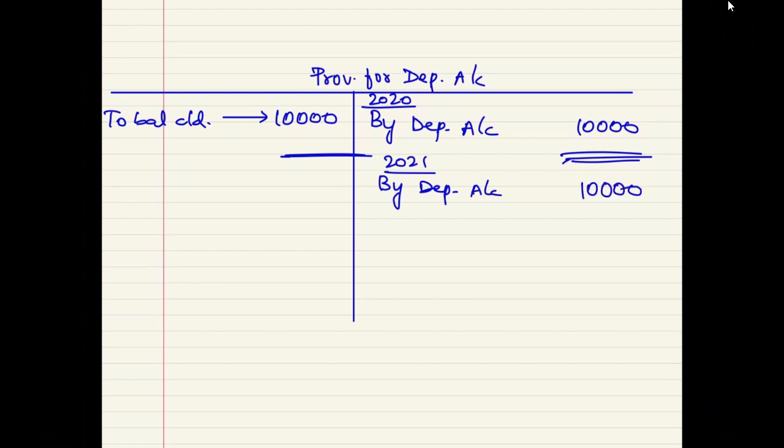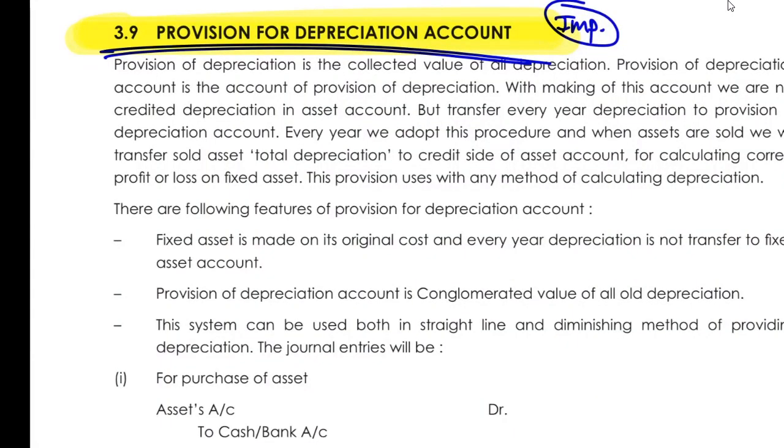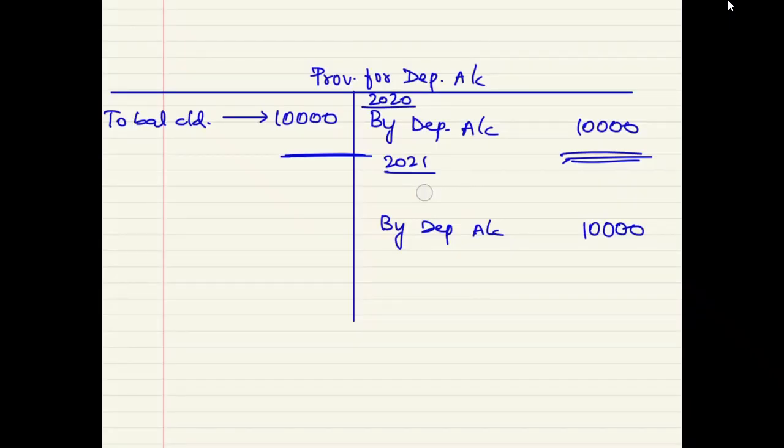Okay. Before depreciation, coming over here, we will transfer the balances. So what was the balance? The balance carried down was 10,000. So this balance will be brought down over here. The balance brought down is 10,000.